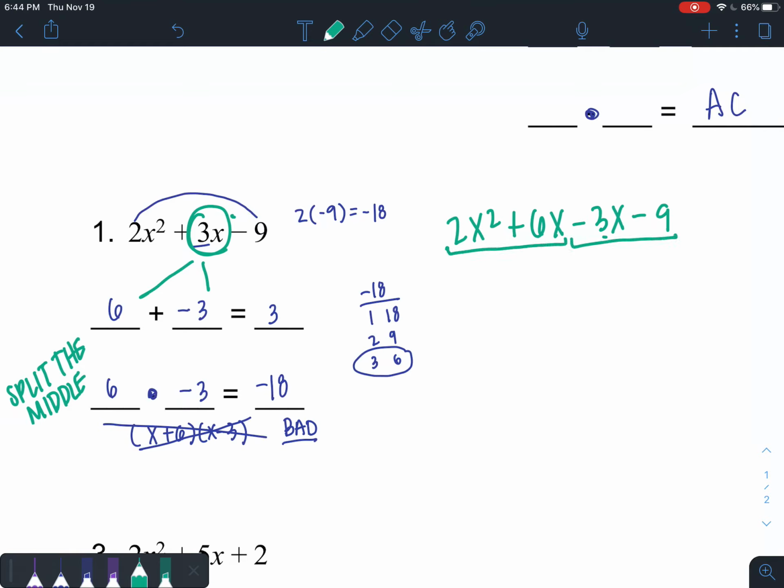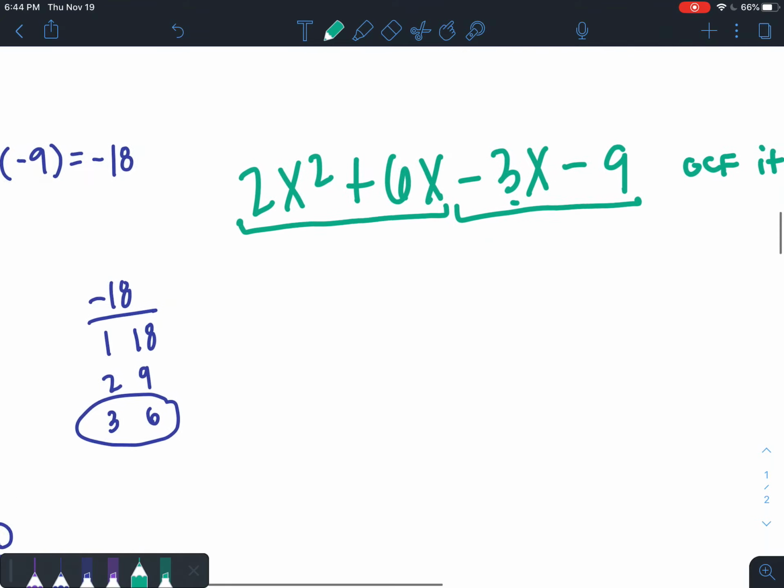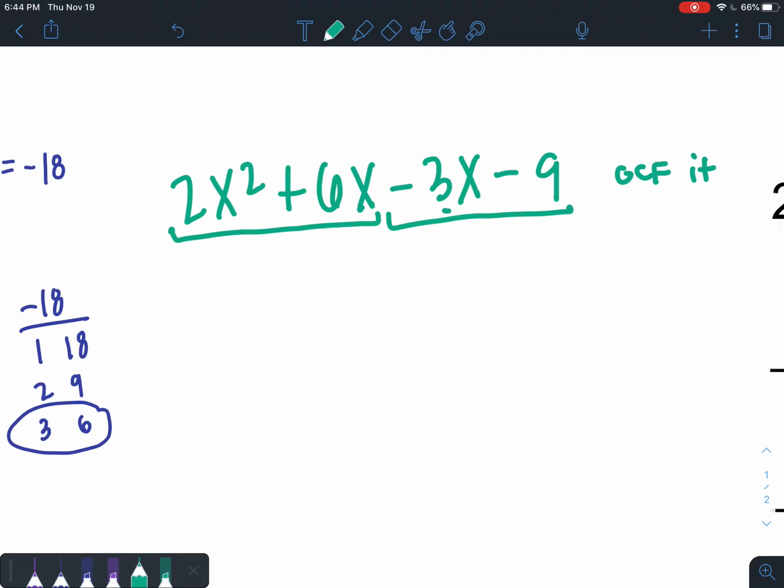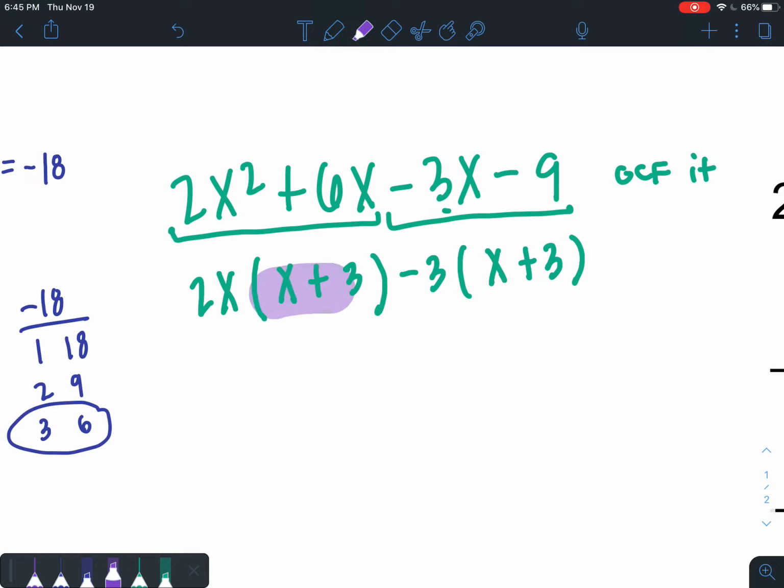I'm going to take the GCF of this and the GCF of this. I need to find the biggest number that divides 2x squared and 6x. 2 is the biggest number that divides 6 and x is the biggest number that divides x squared and x. 2x squared divided by 2x, I'm left with an x, and 6x divided by 2x is 3. Between negative 3x and negative 9, my biggest number is negative 3. When I divide by negative 3, I get x plus 3.